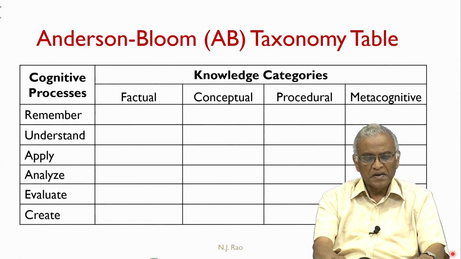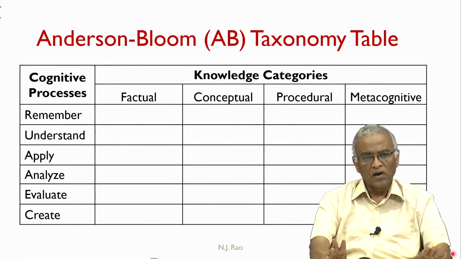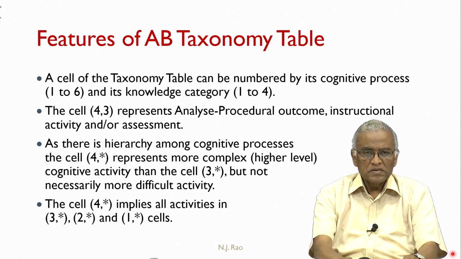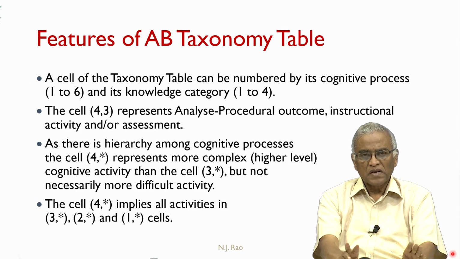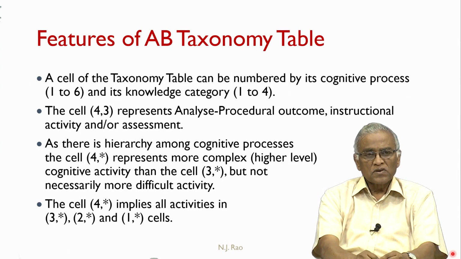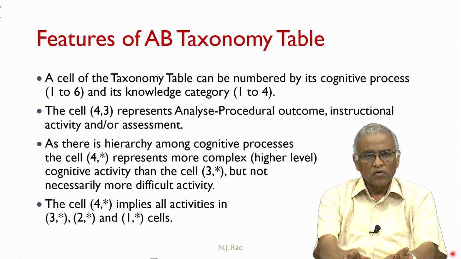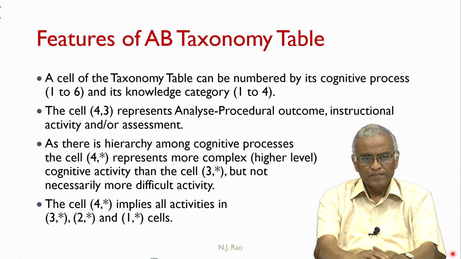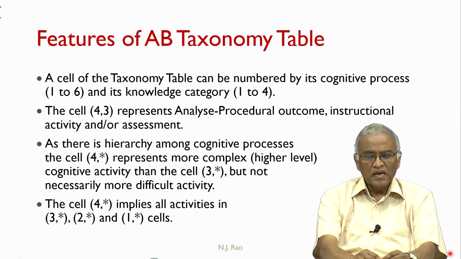There is no distinct advantage of one over the other. It is just that we felt it is a little more convenient to represent the cognitive process as a row rather than the column. And what are some features of this taxonomy table? As you can see, there are 6 into 4, that is 24 cells in this. So, every cell has an address.